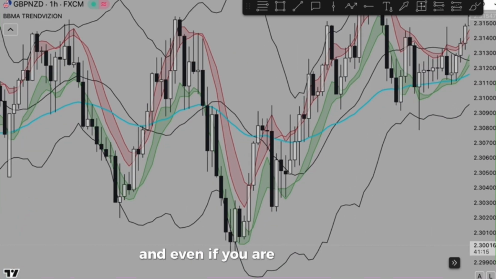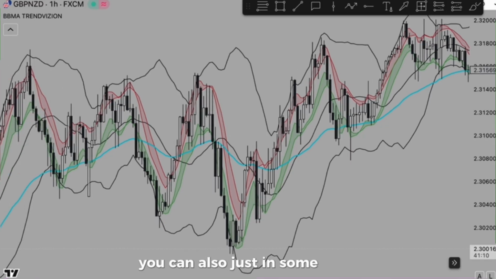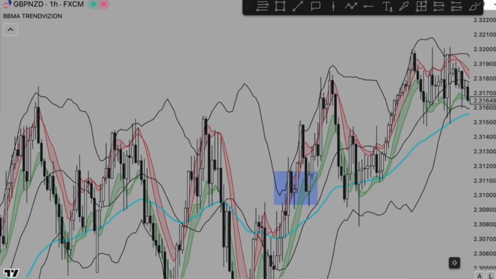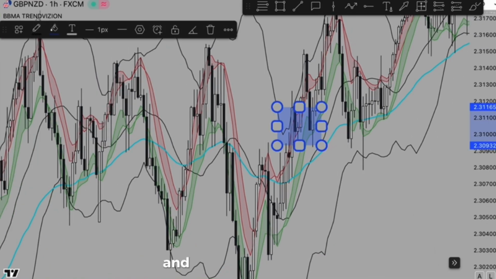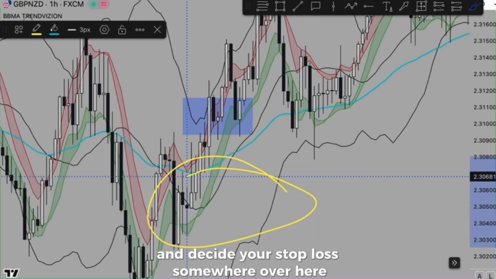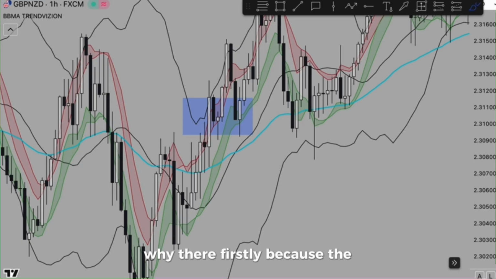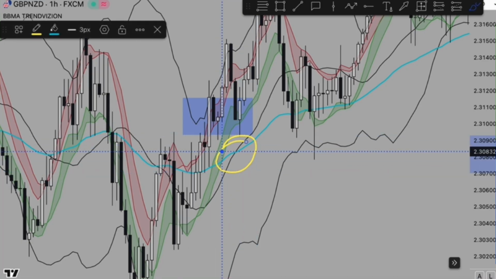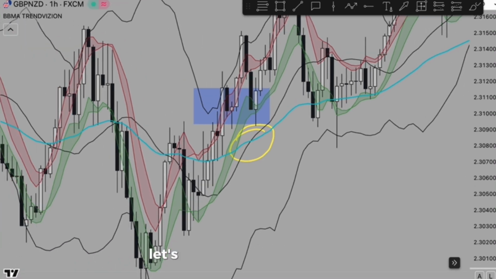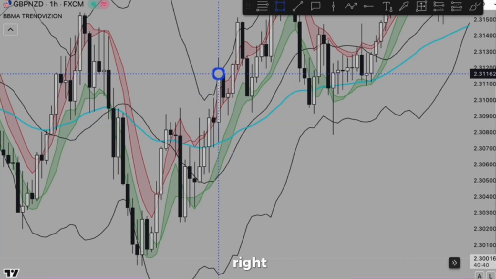And even if you're not sure to take that re-entry, you can also just, in some cases, wait for the time frame 3 CSM buy, and take the entry there, and decide your stop loss somewhere over here. Why there? Firstly, because the EMA crossover here, and secondly, because, let's say price wants to do a re-entry from the CSM, right?